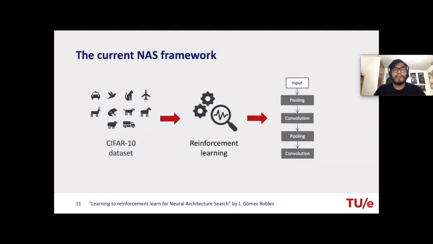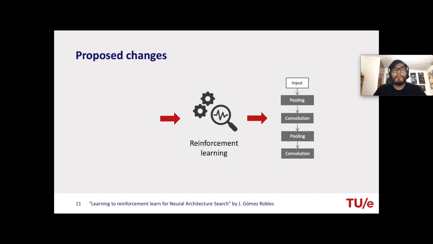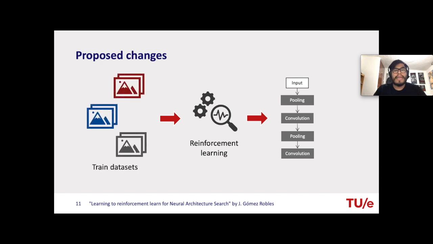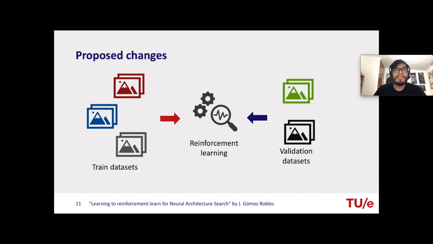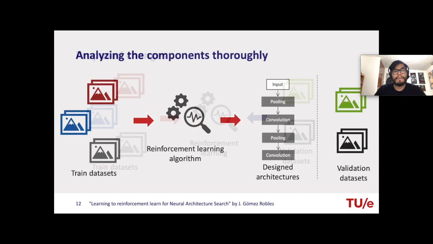I found that the answer to this question is affirmative, and I will show the methodology I used. Let's remember that the current NAS framework focuses on finding a state-of-the-art architecture for CIFAR-10. The differences I introduce are: first, to work with several datasets, so that the agent learns to design architectures for each of them. Second, the learned policy is adaptive, so it can be reused to design architectures for previously unseen datasets. Let's examine each of the components, starting with the reinforcement learning algorithm.